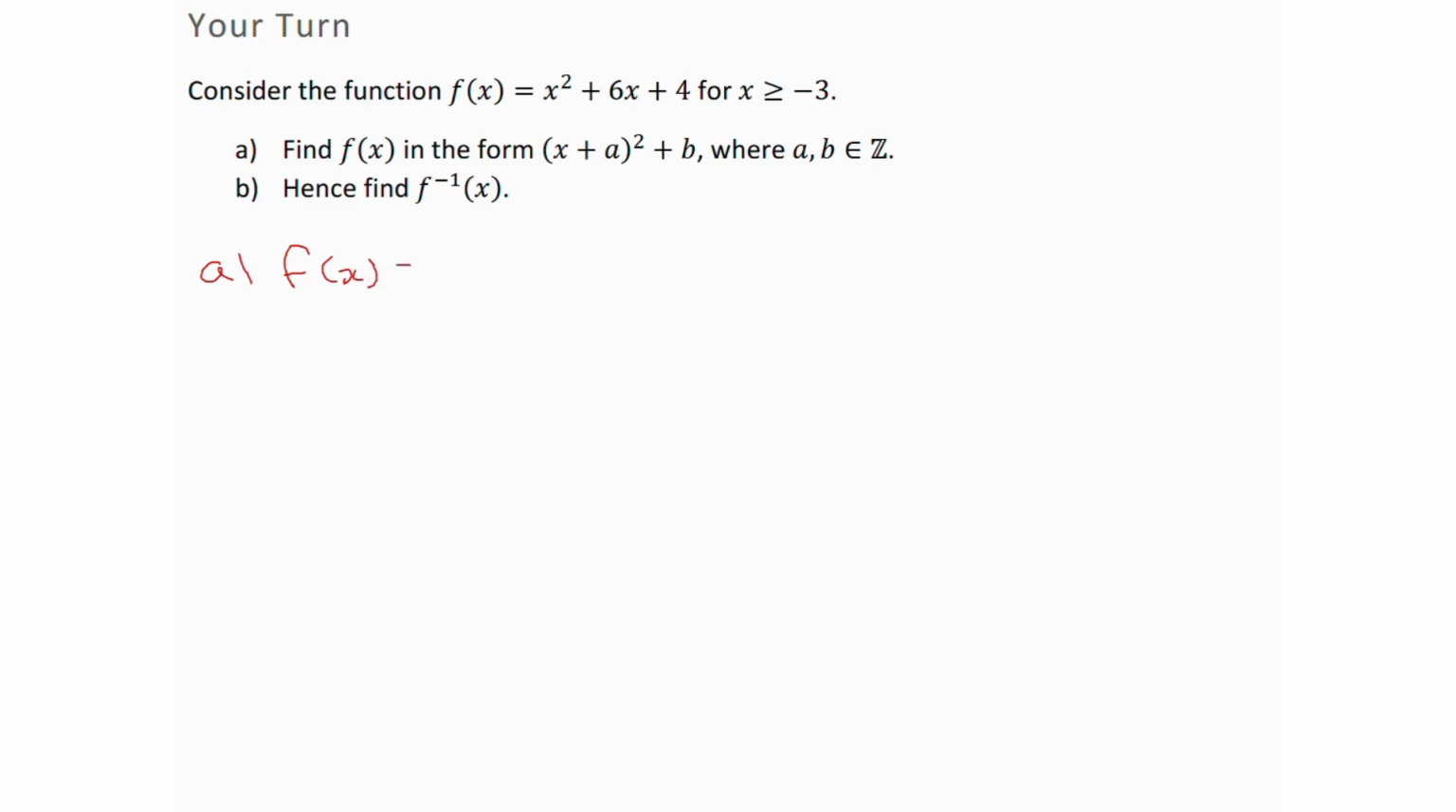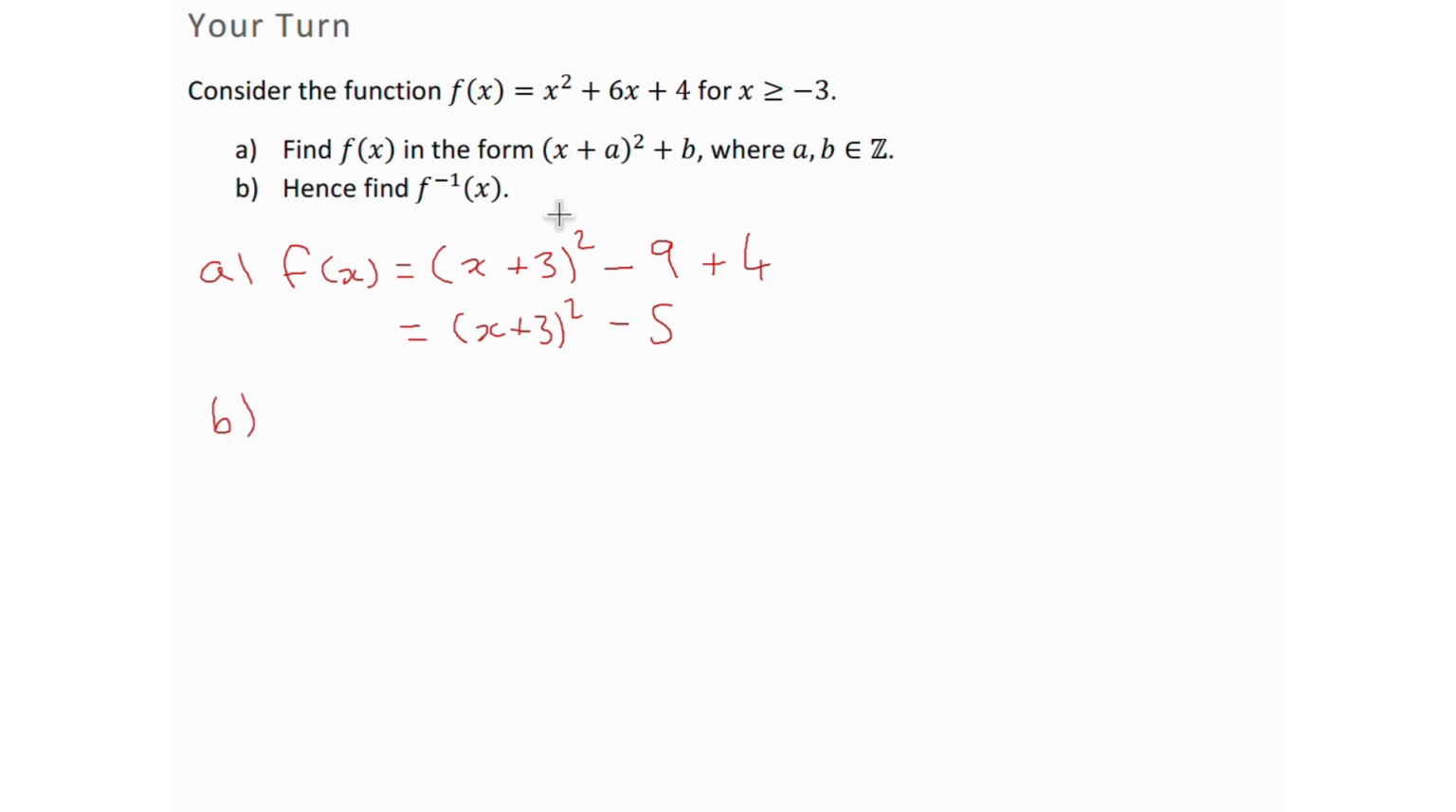That means f of x is equal to, now the first step is we halve the coefficient of x, so (x plus 3) squared. If we were to expand this, we'd get x squared plus 6x, which is what we want, plus 9. We don't want plus 9, so we take away the 9, and then we have the add 4 from the function. That simplifies down to (x plus 3) squared minus 5.